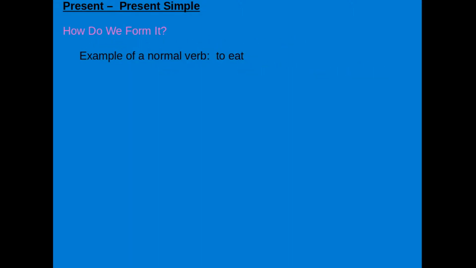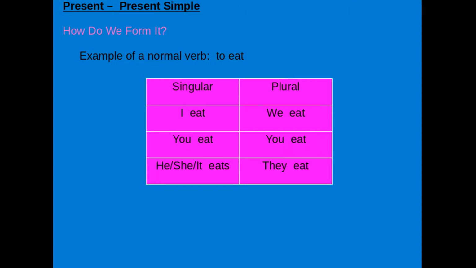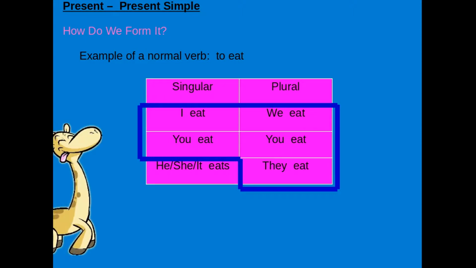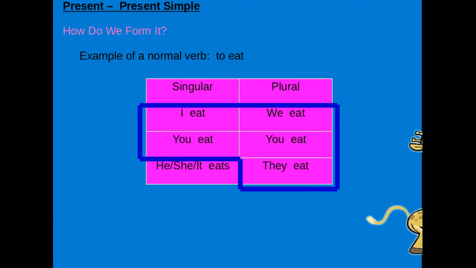How do we form it? Let's look at an example of a normal verb, to eat. We have the singular, meaning one, or plural, meaning more than one, subject types. I eat, we eat, you eat, he, she, and it eats with S, and they eat. Notice the pattern here, that we have 5 the same and 1 different. Okay, the he, she, and it form in present simple has an S on the end, always.